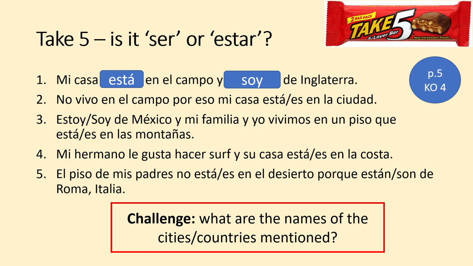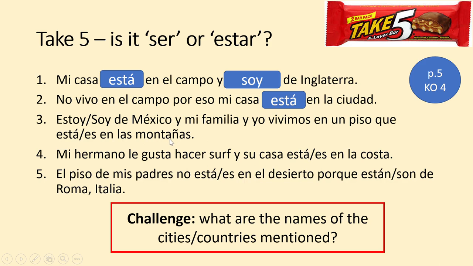Okay, muy bien. So the answers for number one, as we discussed, were está and soy, because my house is in the countryside and I am from England. Number two, no vivo en el campo, por eso mi casa está en la ciudad. If we break it down, the sentence reads, I do not live in the countryside, therefore, nice connective for you, por eso, therefore, my house is in the city. So we're talking about location here, so it's got to be está.